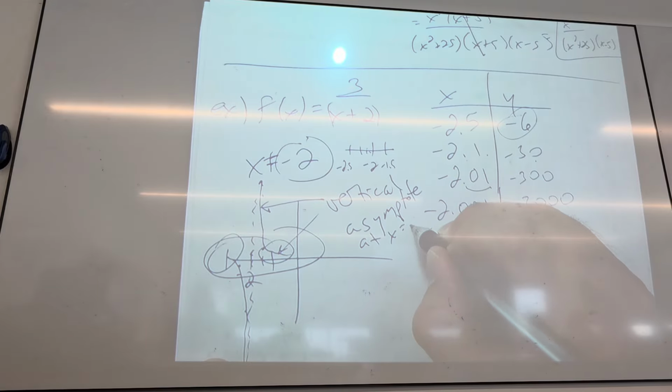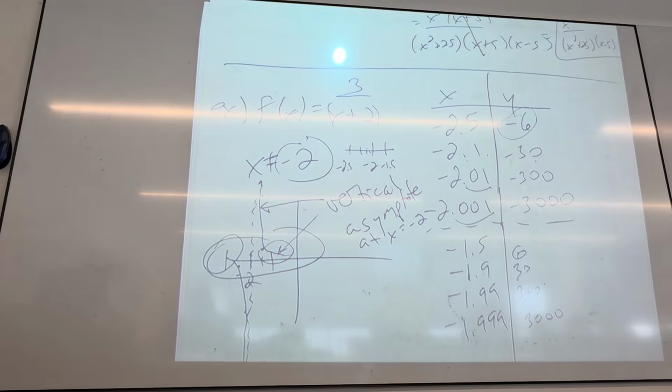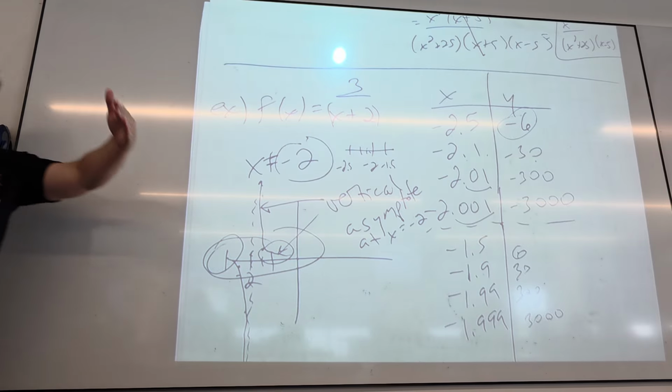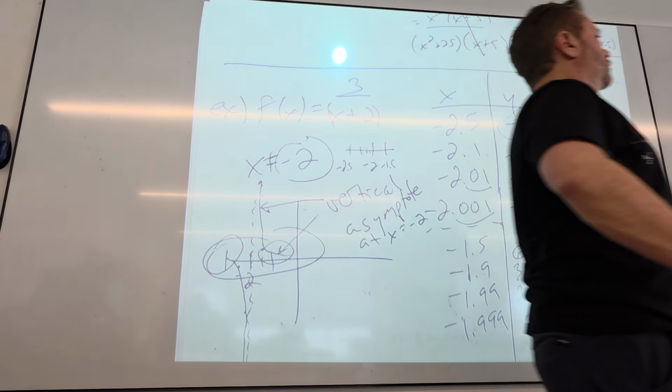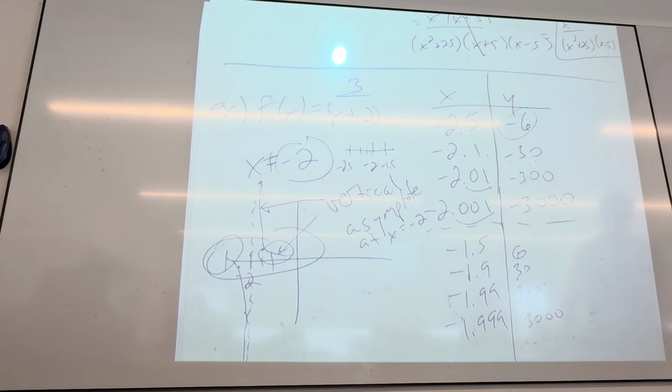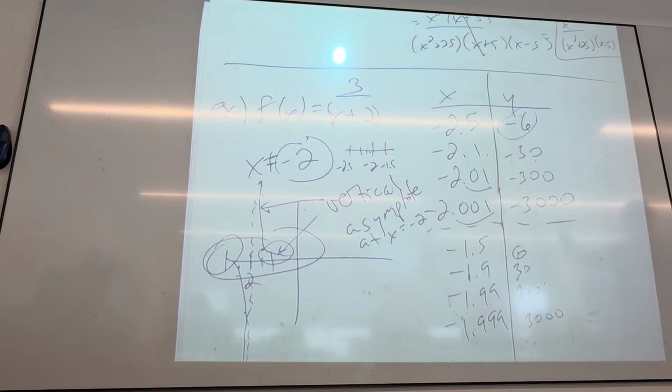At x equals -2. So there is a wall. We put a wall at -2 because we're like, you cannot go here. So what does the function do when it comes up against that wall? It's a trap.